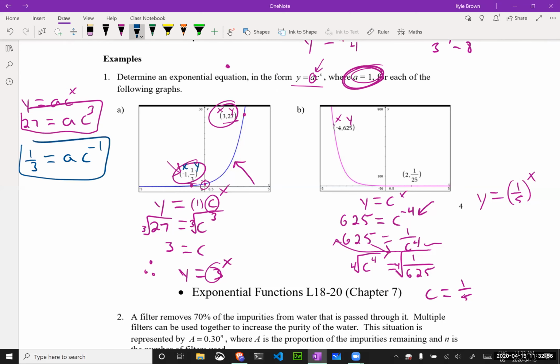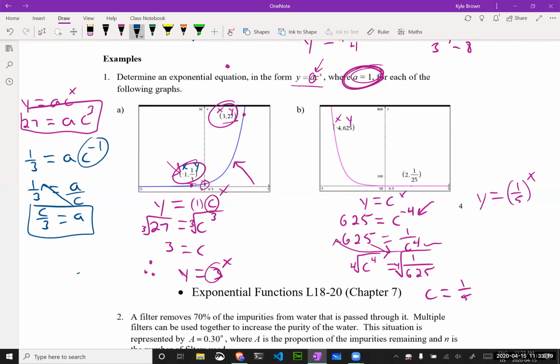But I'm going to rearrange my second one, so it just says A is equal to something. So here, 1 over 3 is equal to A C to the power of -1, which really puts the C down to the bottom, so that's just A over C. Now I'm going to move the C up to the top. So this is really C over 3 is equal to A. All right, so there's my equation.